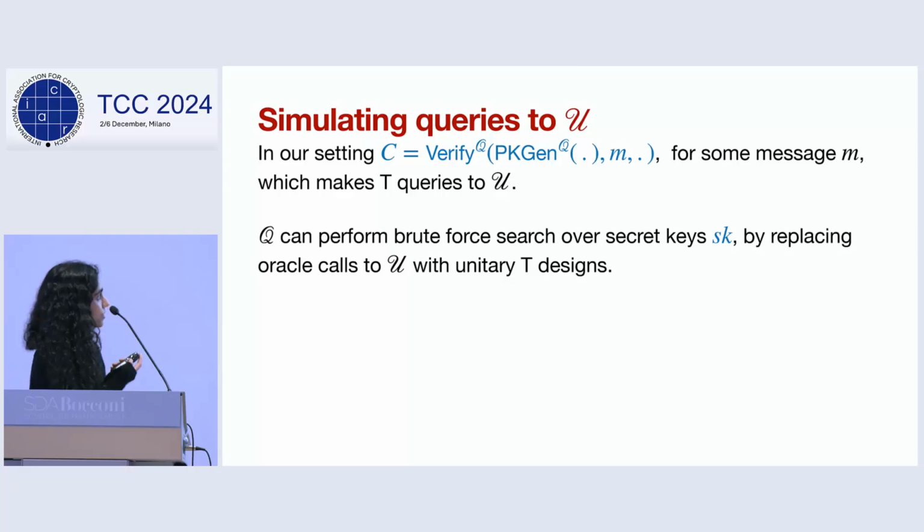And the first challenge is that when Q is performing any type of brute force search, it's going to run the verification algorithm many, many times and see which secret keys are good versus not.